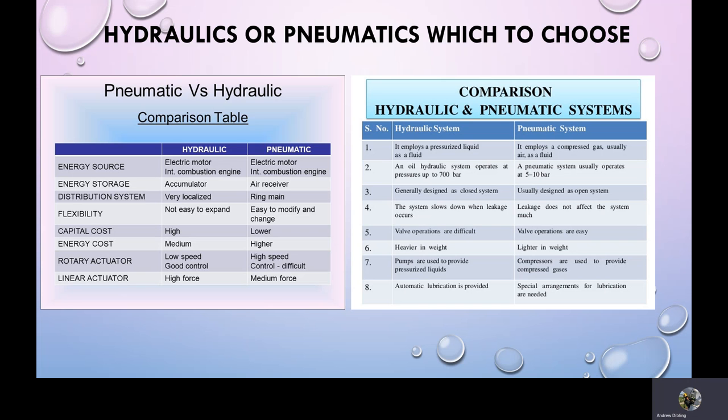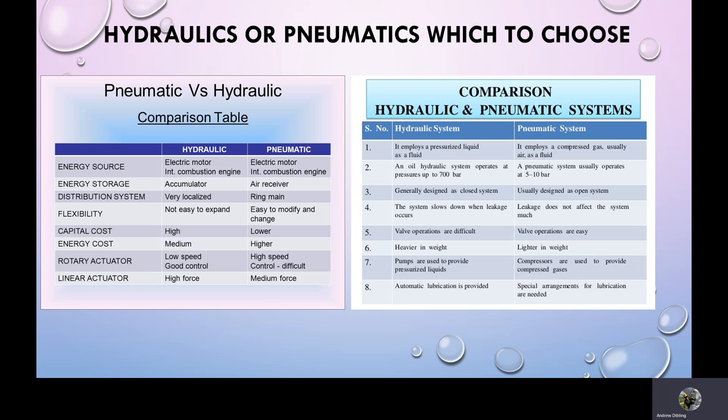So the distribution system is very localized in a hydraulic system. You may have several different hydraulic systems in the same area, whereas in a pneumatic system, it's more of a centralized system. You can have a central air system with a whole bunch of takeoffs for individual workstations. Which makes pneumatics much more flexible and easier to expand on than hydraulic systems. The capital cost as well is lower for a pneumatic system. The parts are cheaper, it's easier to install, you need half as much piping for return lines.